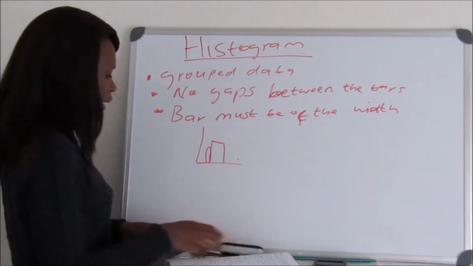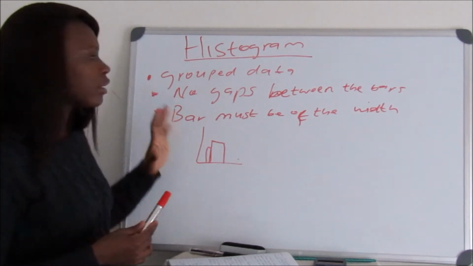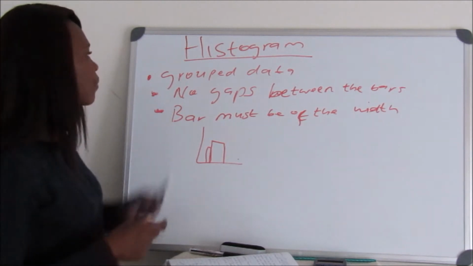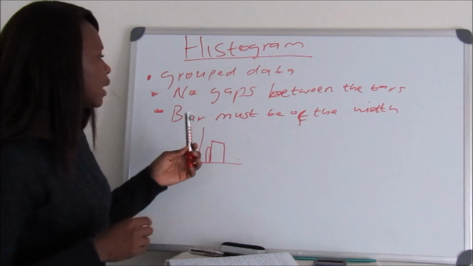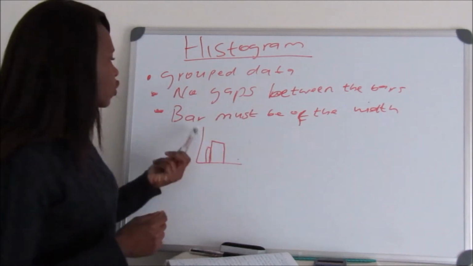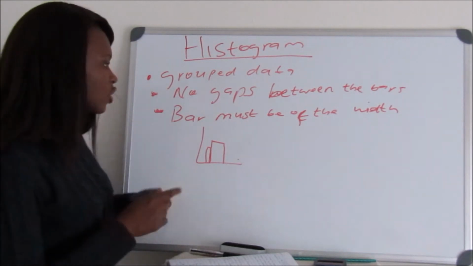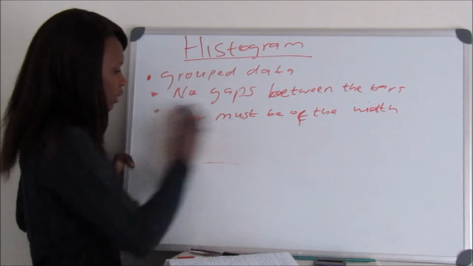Now let's look at an example of a question on how to draw, so that we can apply this in drawing a histogram. Remember, a histogram is used to represent grouped data, between the bars there are no gaps, and the bars must be of the same width. These are just the rules on constructing the histogram. All right.